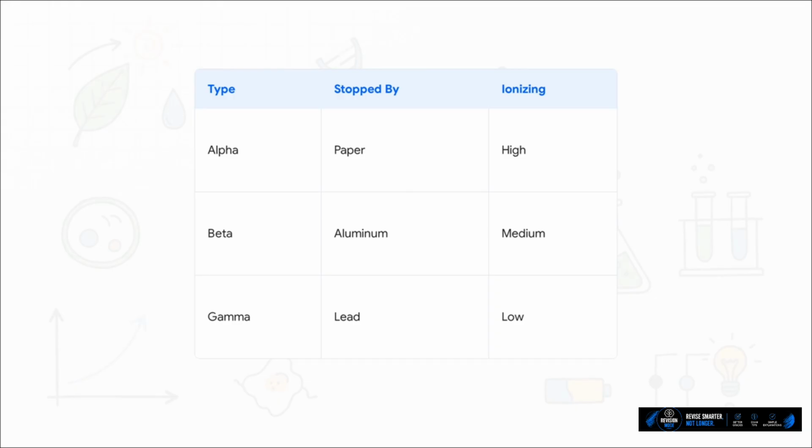First up, alpha particles. These guys are heavy and highly ionizing, but honestly, their penetrating power is so weak that a single piece of your homework paper could completely stop them. Beta particles can push a bit further. They'll get stopped by a sheet of aluminum, but they are less ionizing.